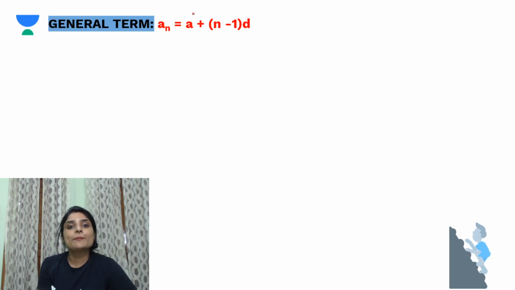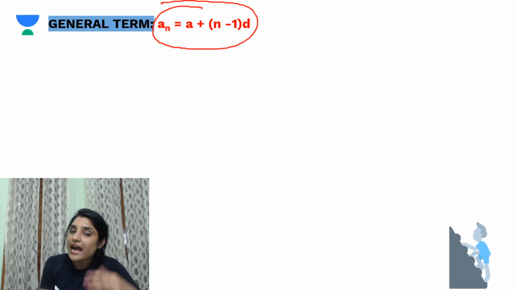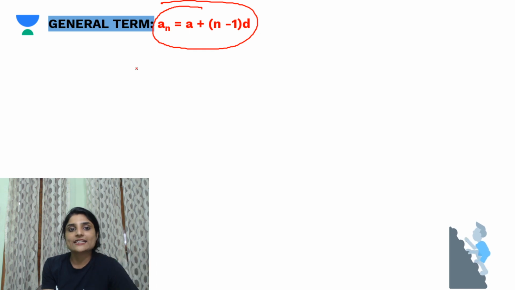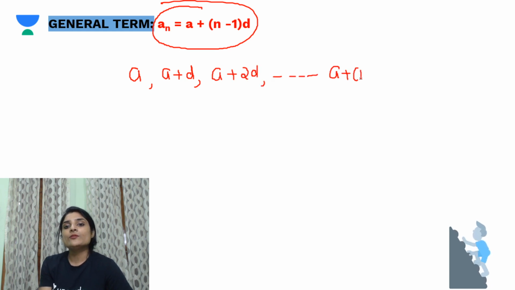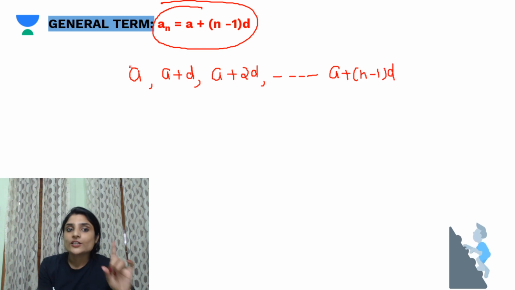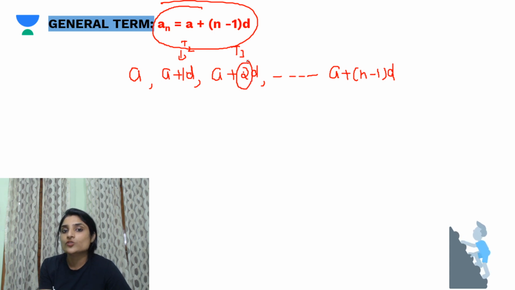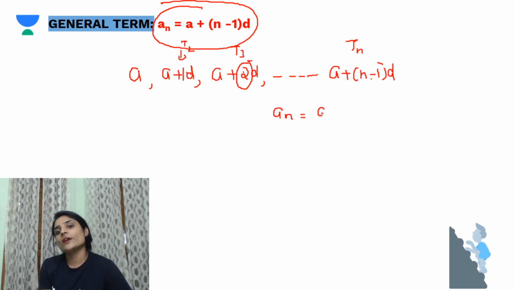The general term of an AP is a plus (n minus 1)d. How does it come? Let's take an example. The first term is a, your second term will be a plus d, your third term will be a plus 2d, and your last term will be a plus (n minus 1)d, because in the second term the coefficient of d is 1, in the third term the coefficient of d is 2, so in the nth term the coefficient of d is n minus 1. So from here, an equals a plus (n minus 1)d.